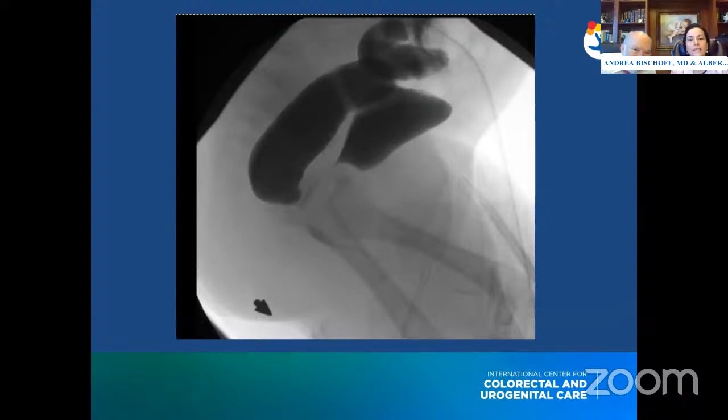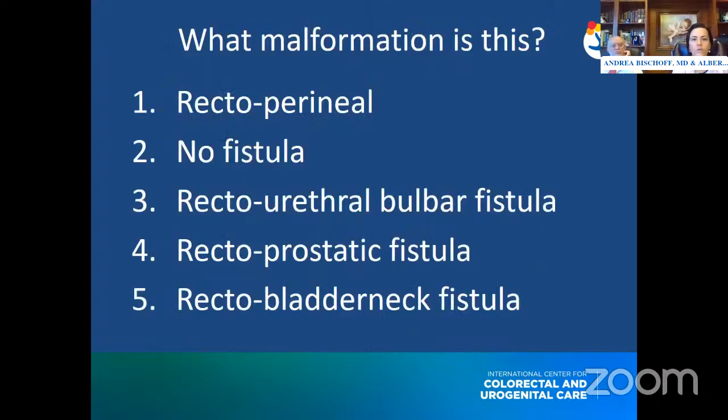Now let's look at this study. So again, here is the mucus fistula. Then we have the bowel that goes like that and opens here. This is the bladder. This is the anal marker. So look carefully and tell me what malformation is this, and everybody will get to vote. Rectoperineal, no fistula, bulbar, prostatic, or bladder neck. Everybody can vote.